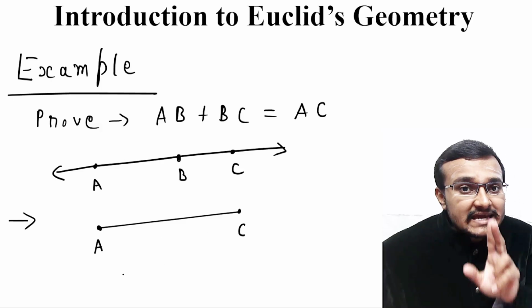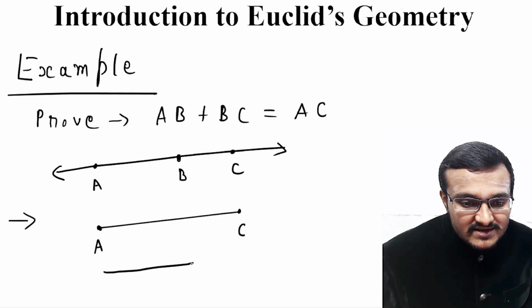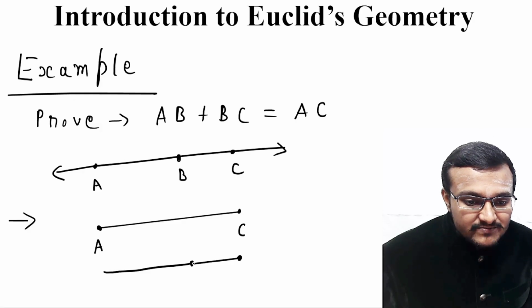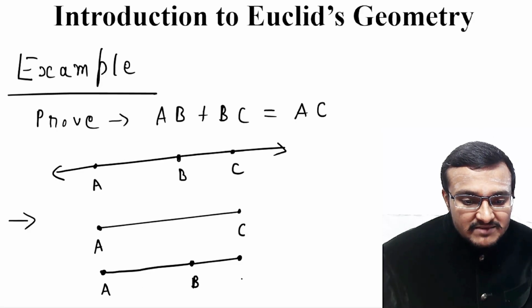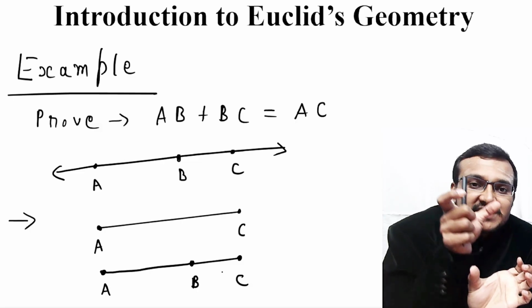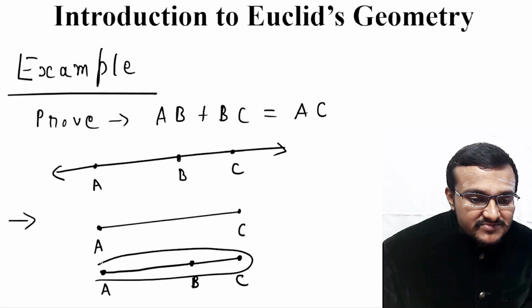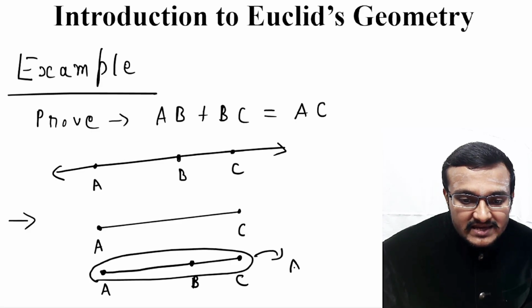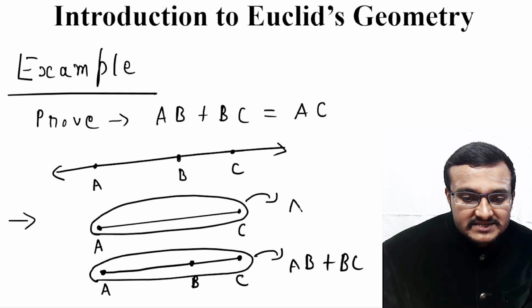Now I'll draw AB plus BC. How to draw AB plus BC? Draw one particular line and again draw one more line. So this is AB plus BC. Here you can clearly see that AB plus BC is exactly coinciding with AC. So this particular line is AB plus BC, and this particular line is just AC.